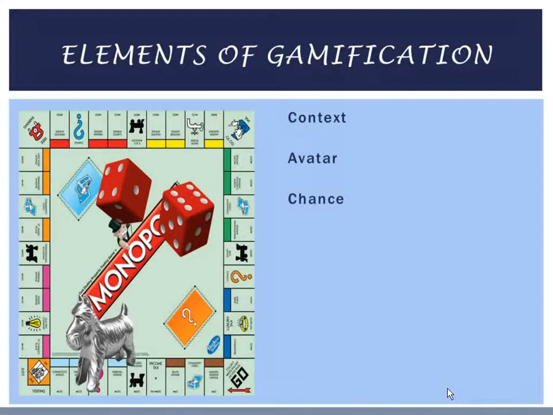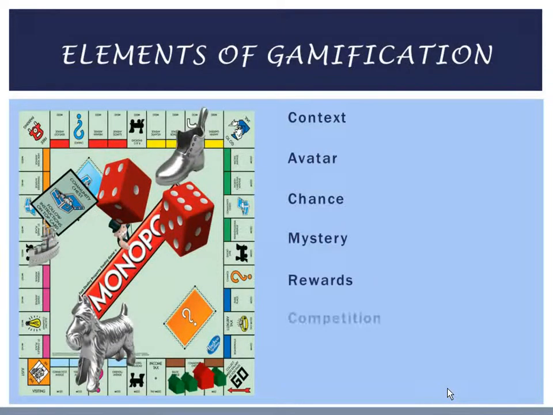Your context is, you are a hotel mogul and you're moving around the board buying property. You have an avatar, so you could be a pretty little dog or a boot or whatever else it is. It's also a game of chance. You roll a dice and you move forward a certain number of places, and depending on where you land, something could happen. We also have an element of mystery. With that chance, you don't know where you're going to land. We also have rewards. You can win money, you can win property.